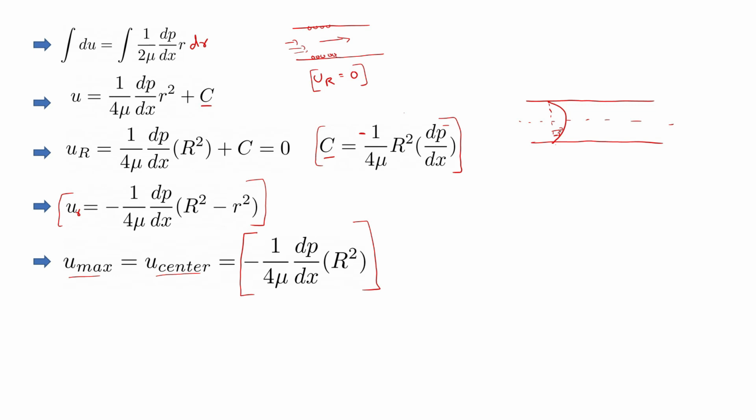That means the velocity will be maximum at the center, and also the shear stress will be like this. Shear stress will be 0 at the center, it will be maximum at the wall. And if you take any cross section, the velocity at the middle will be maximum, at the wall it will be 0, and you will have a parabolic profile. Here shear stress is linear, so towards the wall it will increase.